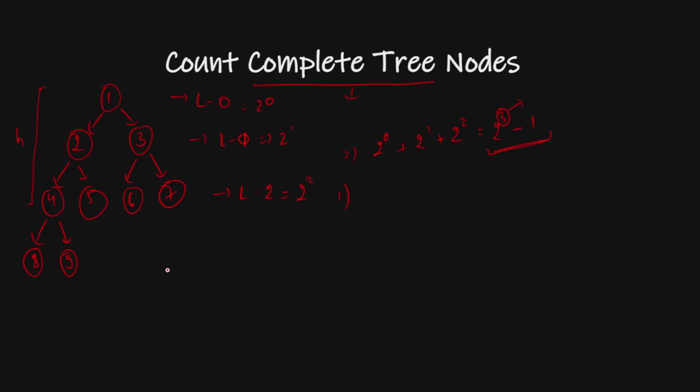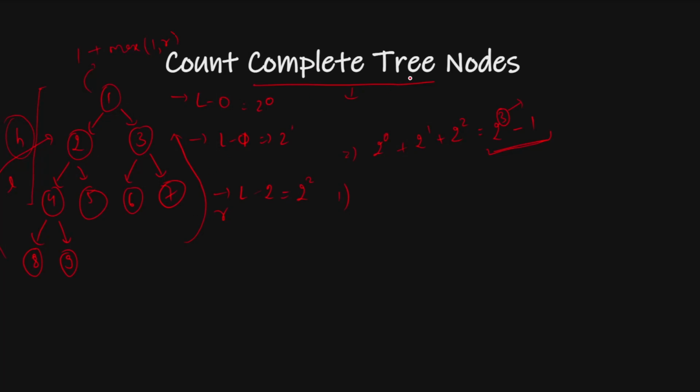But before that, first of all, let's understand how we find this height. Generally, we find height by first checking the height of the left subtree, let's say it is L, then the height of the right subtree, let's say it is R, and then we check which is maximum, whichever is maximum. Then our height of the tree will be 1 plus maximum of L and R.